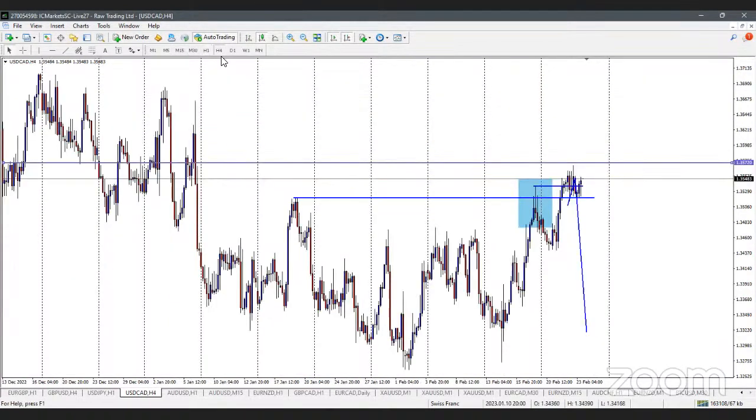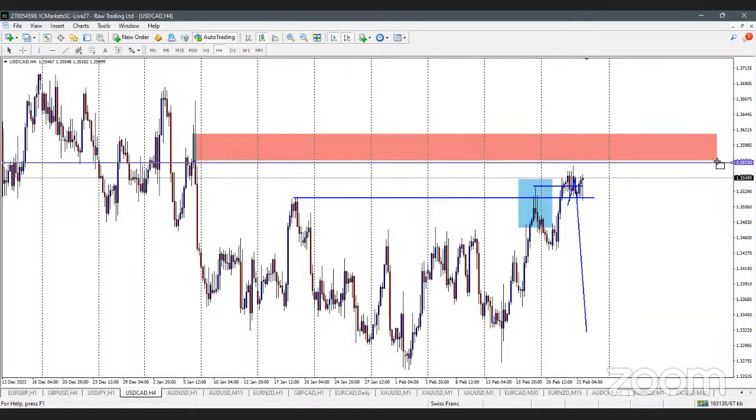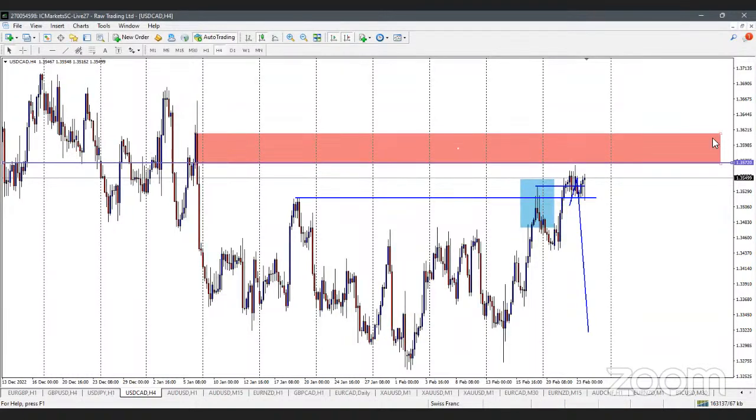USD CAD and USD JPY, they look very similar. Now, if USD CAD, I do expect a short to happen, and you can see my markings here. I think the only reason why USD CAD hasn't been able to go for a short, and I've been wondering why, it's right in front of me here, is that we have a H4 supply zone right over here.